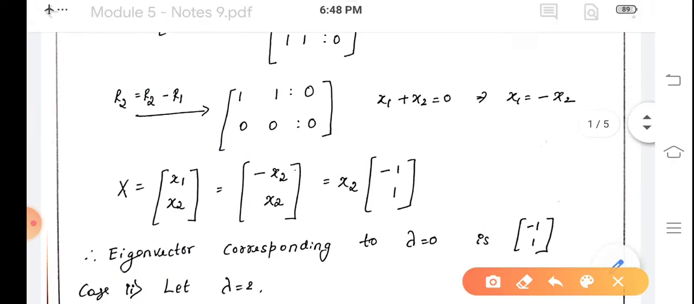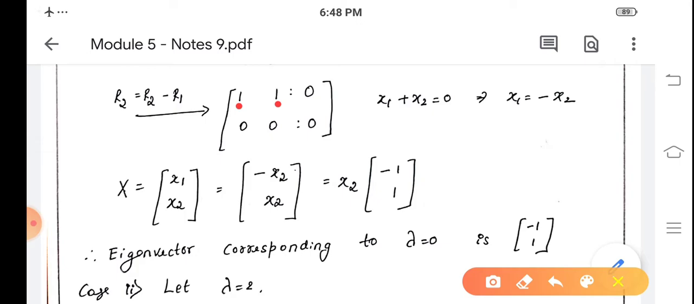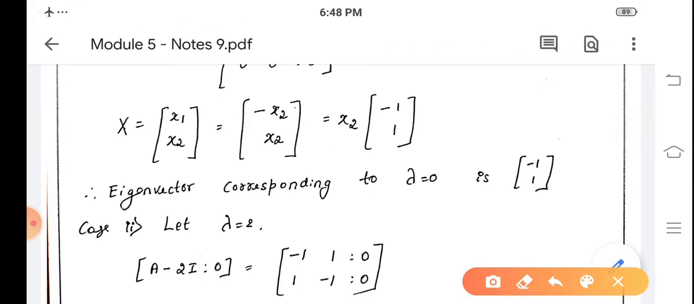Now we can write the equation as 1 into x1 plus 1 into x2 equal to 0. And since x1 is a pivot element, we write the equation for x1 in terms of x2. So x1 is the pivot variable. So x1 equal to minus x2. So the eigenvector corresponding to the first eigenvalue, that is lambda equal to 0, x is equal to (x1, x2). But since x1 equal to minus x2, x is (minus x2, x2), that will be equal to x2 into (minus 1, 1). So we take the eigenvector corresponding to lambda equal to 0 as (minus 1, 1).